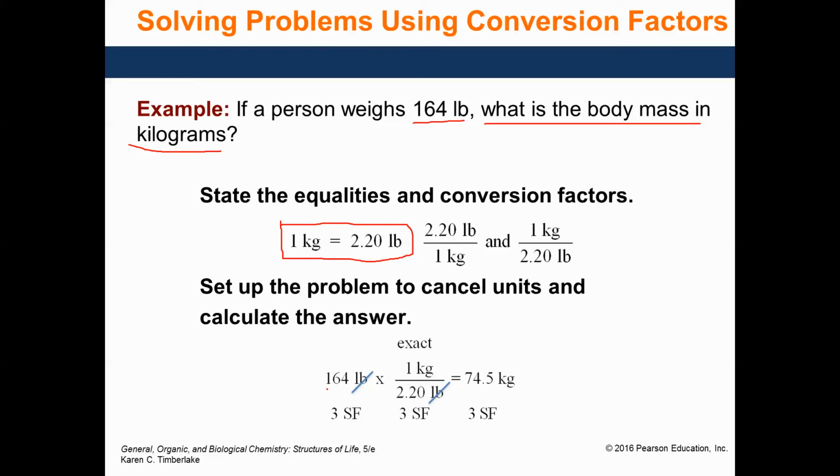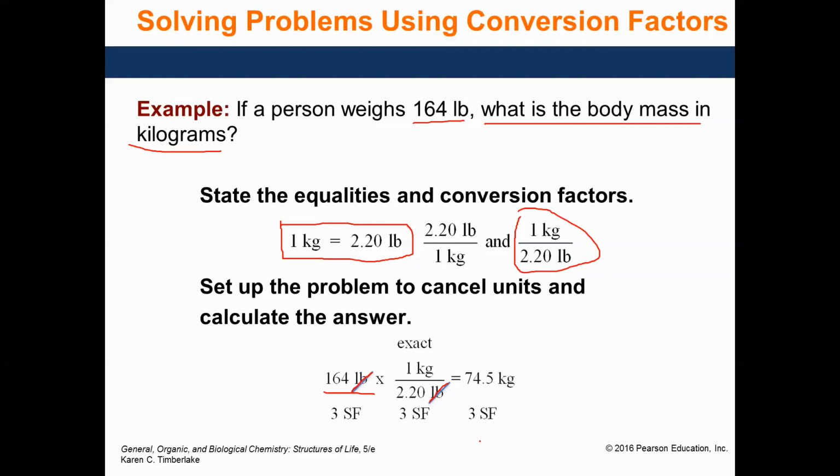We are given in the problem that the person has a weight of 164 pounds. We want to pick the conversion factor that puts pounds in the bottom, because we want to cancel out the pounds right here. So whatever unit we want to get rid of goes in the bottom. So we're going to select this conversion factor. And now our pounds down in the denominator are going to cancel out these pounds over here.